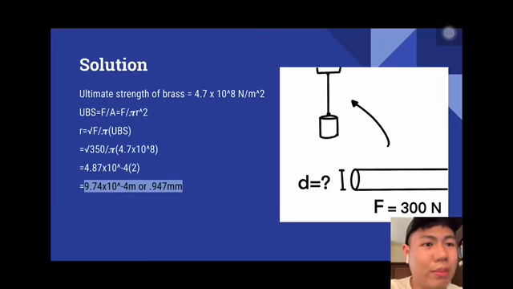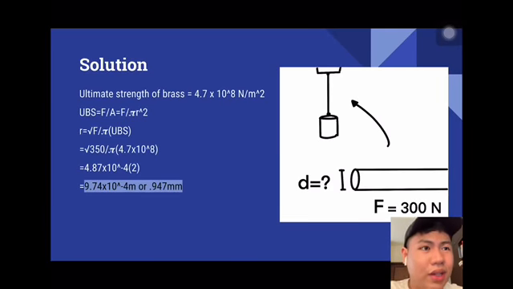ultimate strength of brass. If you look it up, it's going to be 4.7 times 10 to the 8th newtons per meter squared. So we know that our ultimate strength is equal to force over our cross-sectional area, which would be pi r squared because it's a wire. So if you use a little bit of algebra, you can solve for r, which gives you the square root of force over pi times UBS.